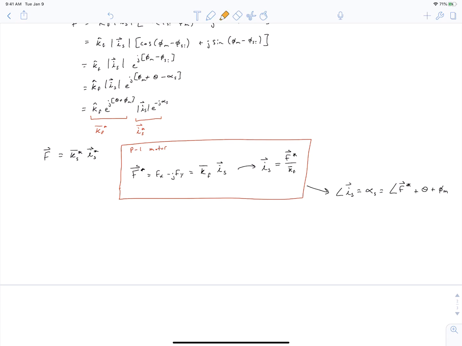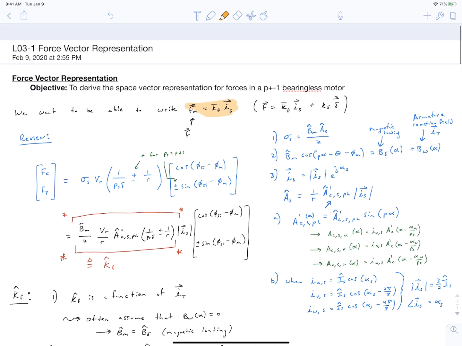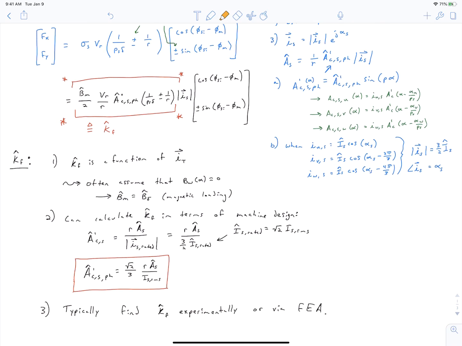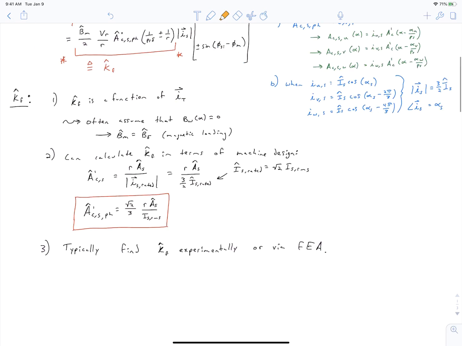So that concludes this video. In this video, we have derived the space vector representation for forces acting on the shaft of a p plus or minus 1 pole pair bearingless motor. And we did this by first reviewing the results of our force video and then writing it in a manner that's more conducive for control purposes, that is, separating out the physical quantities of our machine from the current space vector that we're applying to our phase winding.